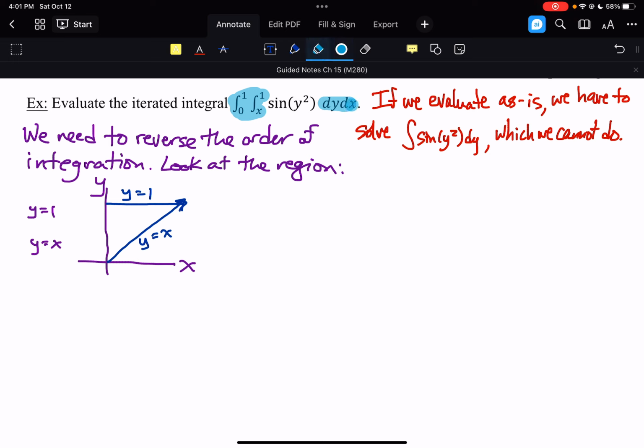And then x is going from 0 to 1. So x equals 0 is right here. x equals 1 is right here. Okay, but it's not the whole thing. It's just the piece between these two that falls from 0 to 1. So that's going to be this region right here.